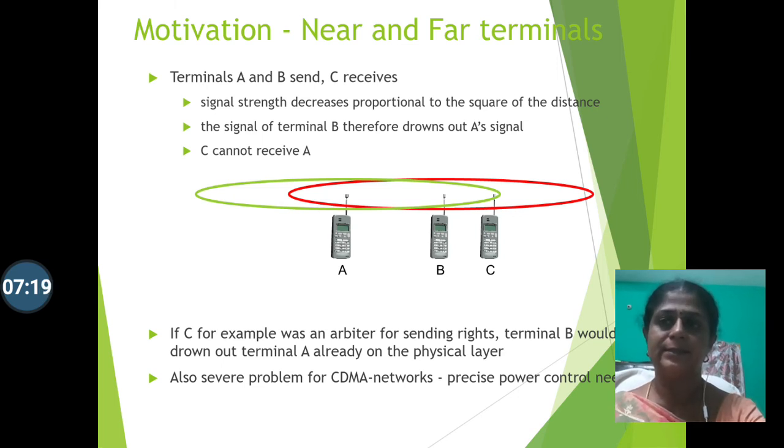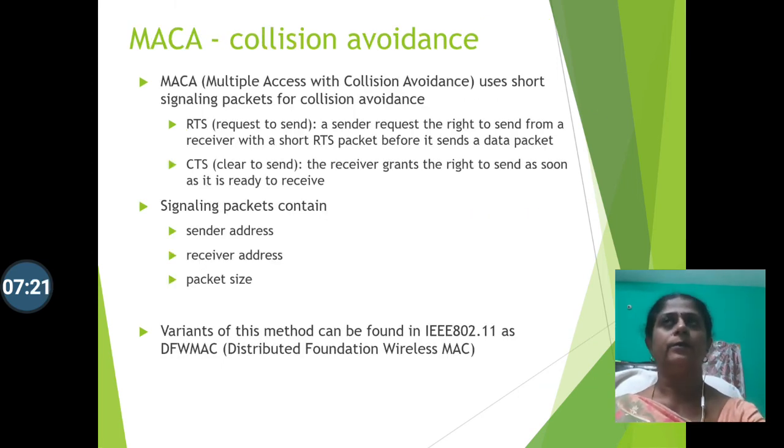So let us take the same example. Okay, the three terminals. We know there is a hidden and exposed terminal problem and the near and far terminal problem. Now we are going to have a new method which is called MACA. MACA stands for multiple access with collision avoidance. So this method will avoid collision. So how does it happen?